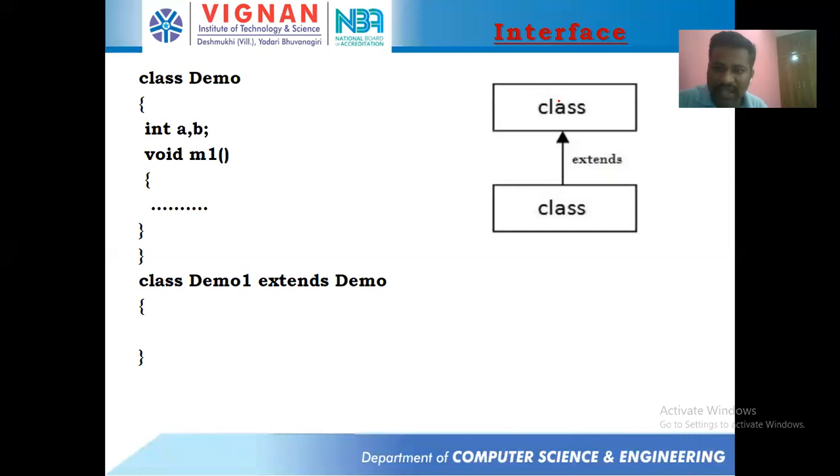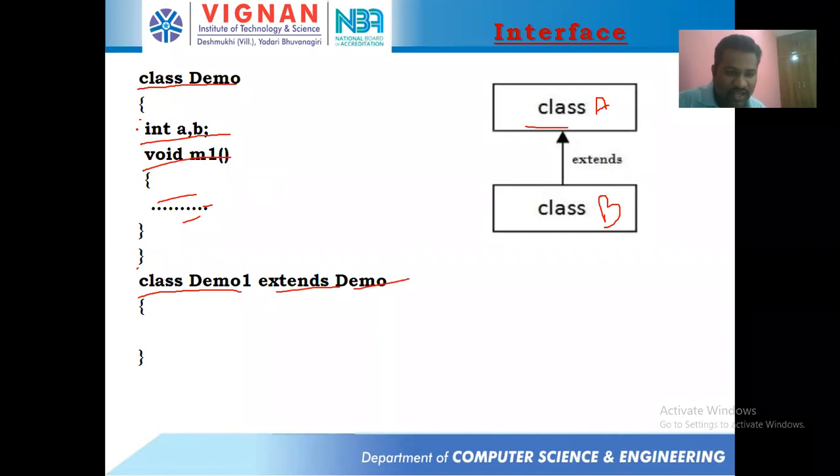Between the classes, here we have a class, and here we have a class. Let us assume this is class A and this is class B. Now I would like to extend class B with class A. I'm going to take a class called demo. This class demo contains two variables, int a, b, and then one method called m1, with some statements inside this m1 method, with opening brace and closing brace. Now I'm going to take class demo1 extends demo. Demo1 extends demo means whatever variables and methods I have here will come into this demo1.